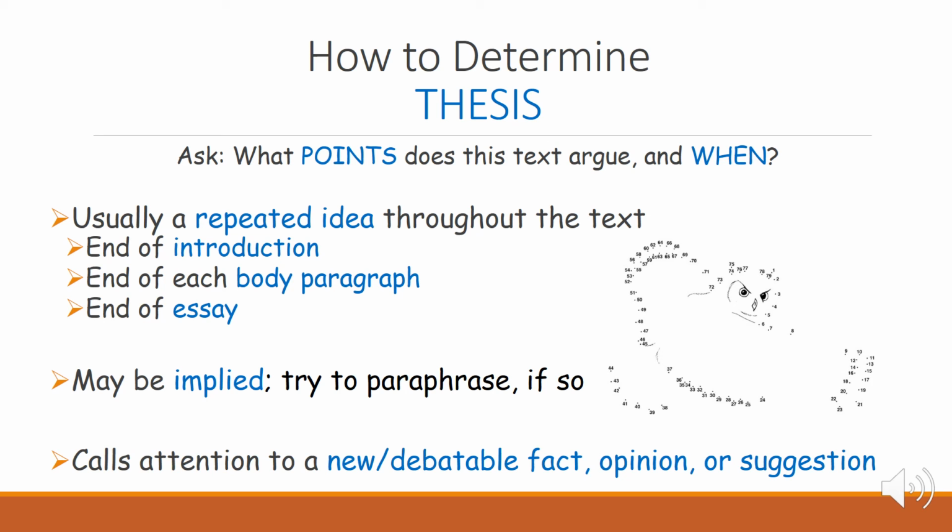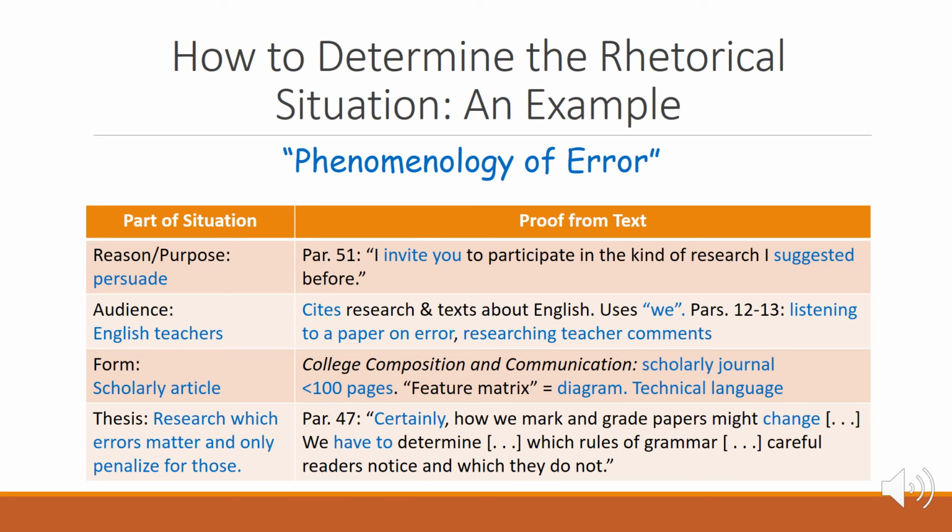Now that's all pretty abstract. I've talked to you a lot about giving specific examples. So here we go. Here's an example of how I reached that statement that you saw a few slides ago about the phenomenology of error. I concluded that the purpose or the reason for this text was persuasion because in paragraph 51, the author says, I invite you to participate in the kind of research I suggested before. So that's a clue, big clue, that the author is trying to get us to do something, which is do research.